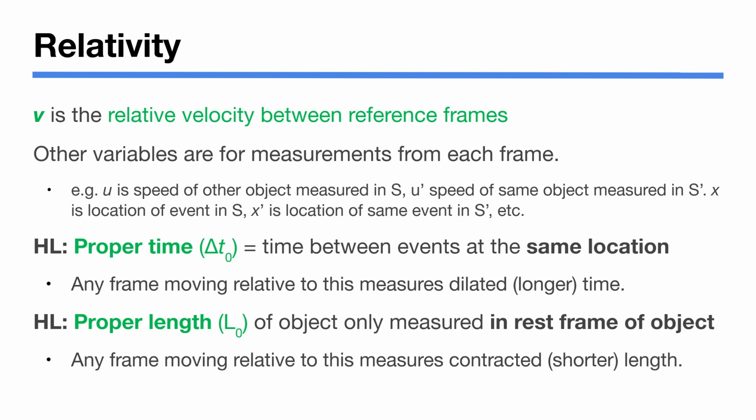Same thing with proper length. You can only measure proper length if you're in the rest frame of the object. If you're moving relative to the object, you cannot measure a proper length, and you would measure a contracted length, a shorter length. So at least know that stuff about relativity: what the variables mean and how to know if you have a proper time or a proper length. That can get you a little bit of the way there.